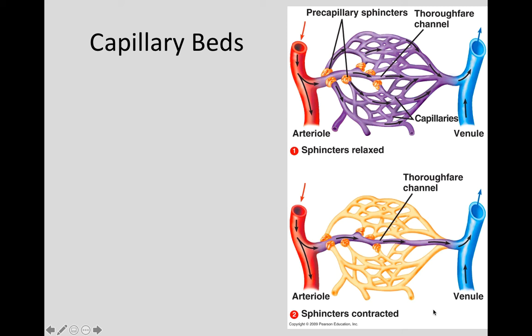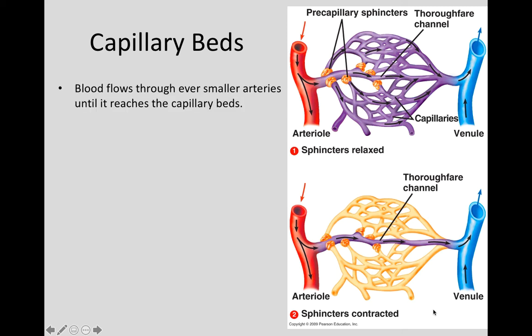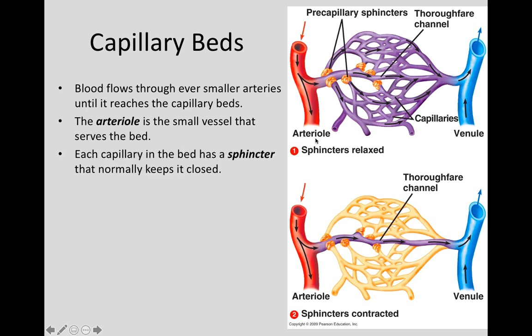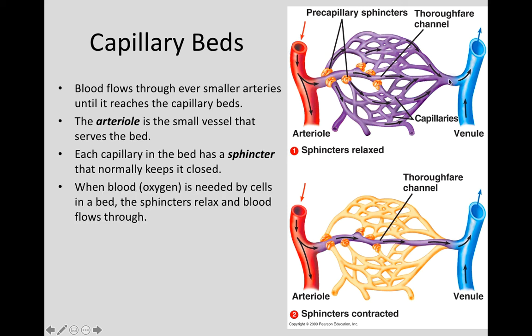Now we want to talk about the capillary beds. After it leaves the heart, blood flows through ever smaller arteries until it reaches the capillary beds. The arteriole is the small vessel right here that serves the capillary beds, provides blood. It's the smallest vessel on the artery side. Each capillary in the capillary bed has a small sphincter muscle at its start point. And the sphincter is normally kept closed, meaning that blood doesn't flow through, but instead flows through the thoroughfare channels.